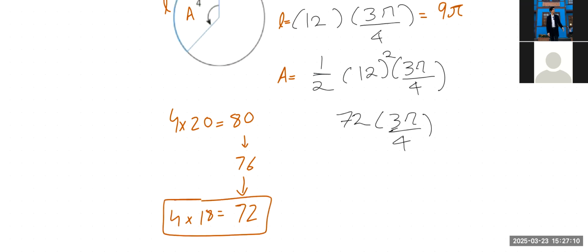See what I mean? That's a little trick you can do in your head. Anyways, 4 times 18 is 72. So 18 times 3 is 54 pi. There you go. That's the area. So simple enough, right?